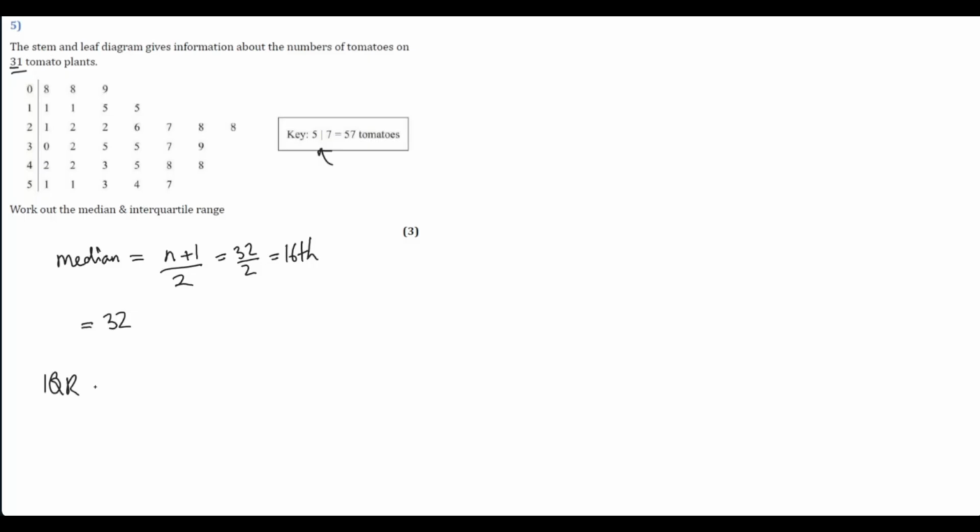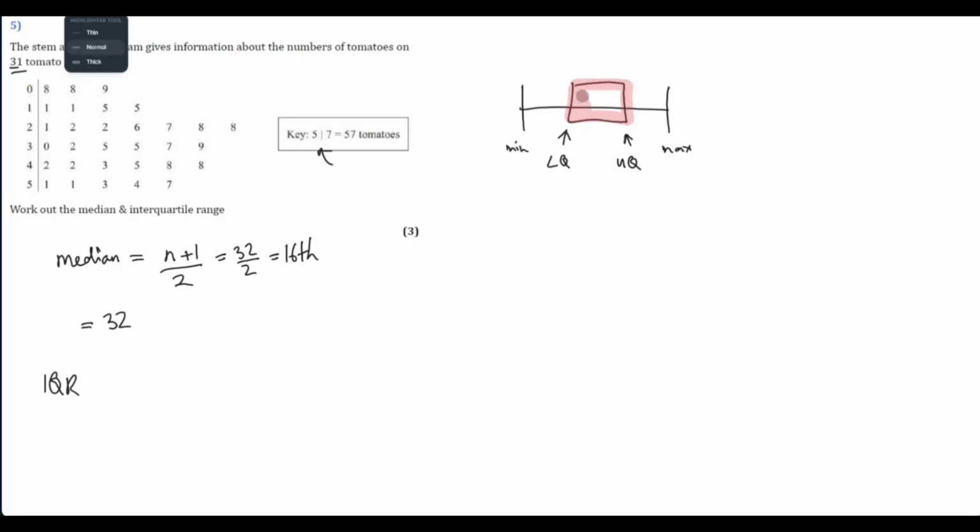Interquartile range. Again, just a very quick summation of interquartile range. If we have some data here, it's the middle part of the data. This would be the minimum, this would be the maximum, this would be the lower quartile, this would be the upper quartile. And the interquartile range is all this part of the data.